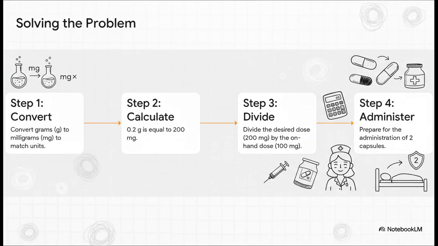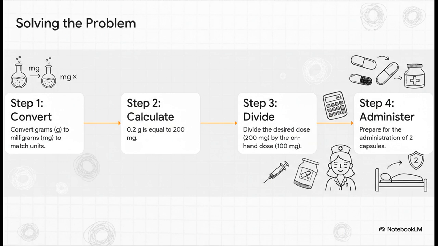So, how do we solve our little puzzle? Well, first things first, we need to get our units speaking the same language. We have to convert that 0.2 grams from the order into milligrams. That gives us 200 milligrams. See? Now we're comparing apples to apples.